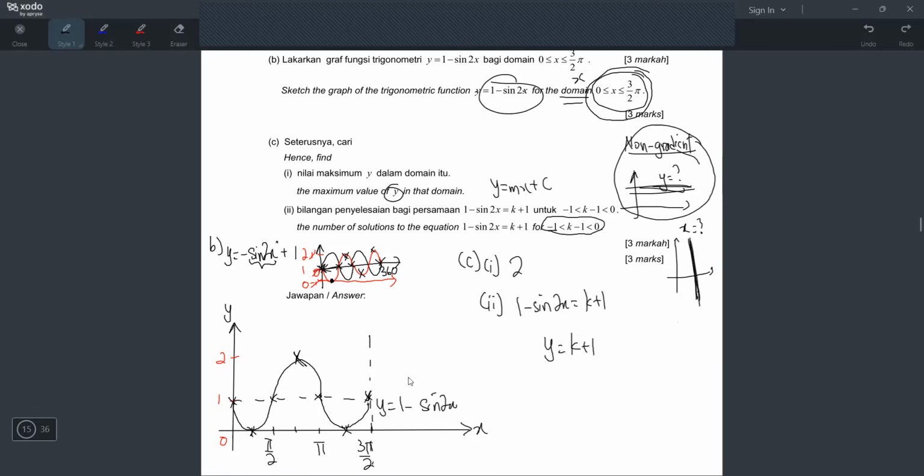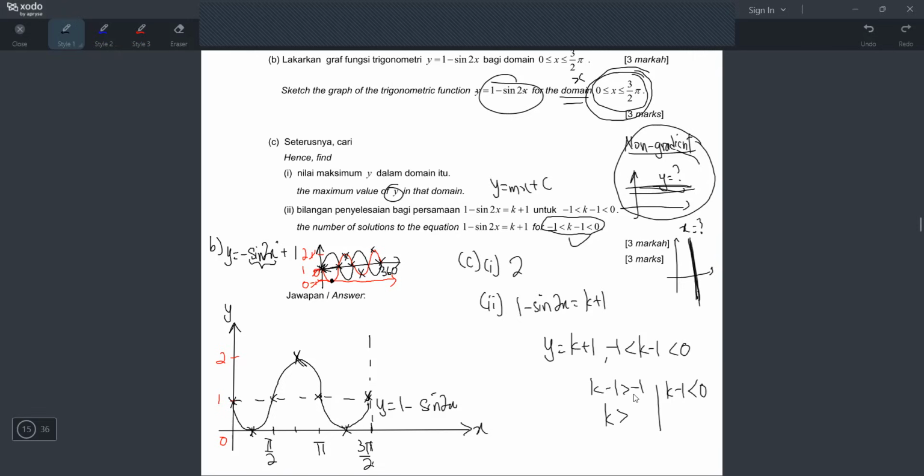But where should I draw the horizontal line? I need to find my k value. But I don't know my k value. They never give me, but they give me something. They give me a range here, which is k minus 1 is in between -1 and 0. Because this symbol is in between, it means whatever is in the middle here, k minus 1, has to be bigger than -1, but at the same time, it has to be smaller than 0. This is what it means by in between.